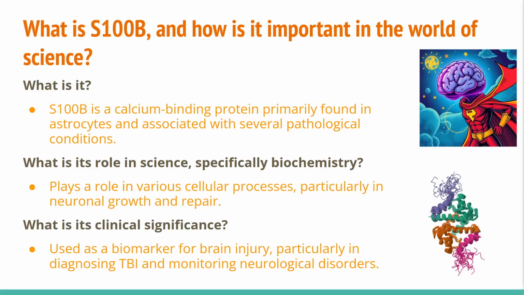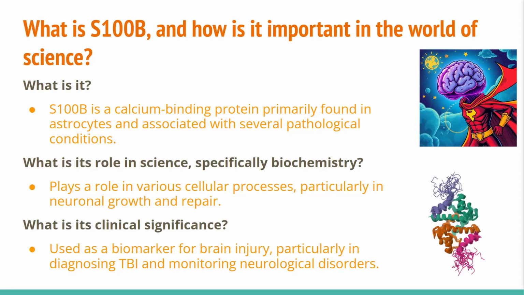So what is it? The S100B is a calcium binding protein that is predominantly found in astrocytes, which are a type of glial cells in the brain. It's important to note that this protein is not just floating around aimlessly, it's intricately involved in various biological functions. What's fascinating is that the S100B is associated with several pathological conditions, meaning it can indicate problems when present in certain levels in the body. Its presence or absence can tell us a lot about the state of the brain.